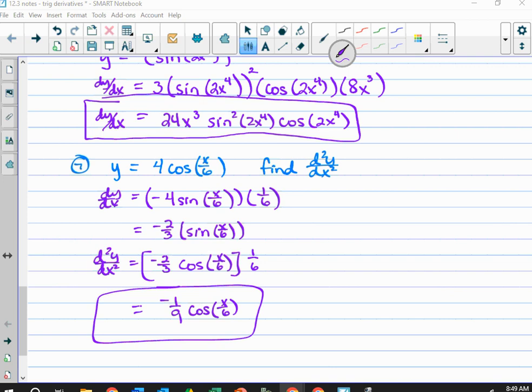The derivative of sine is just positive cosine. So it's easy to mix that up. It's like it goes negative. So yeah, the negative was already there and it stays there.